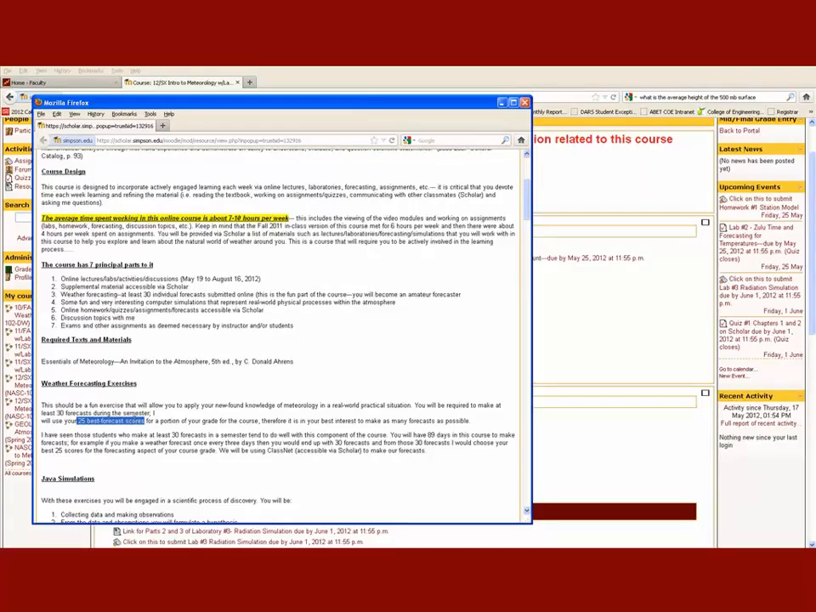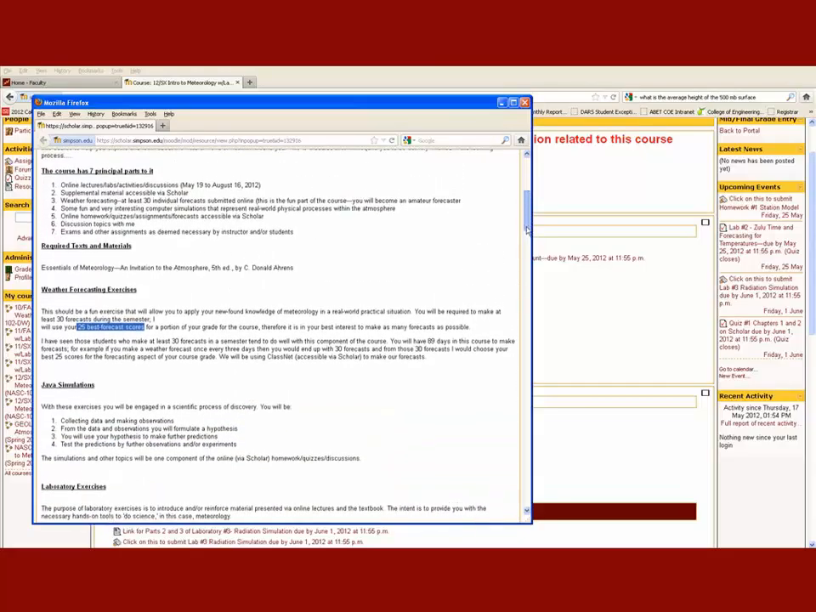Like I mentioned before, those students that do 30 to 35 forecasts in a semester tend to do very well with the forecasting part of their grade. So it behooves you to do as many forecasts as possible. Now you can only do one a day. You can go back and change it, but you can only do one forecast a day.